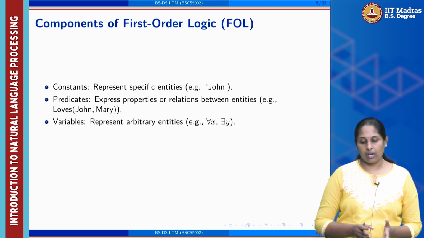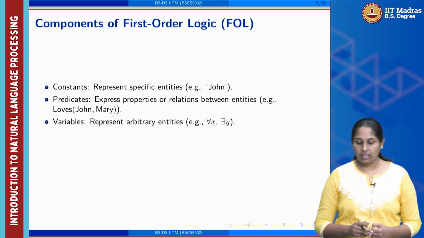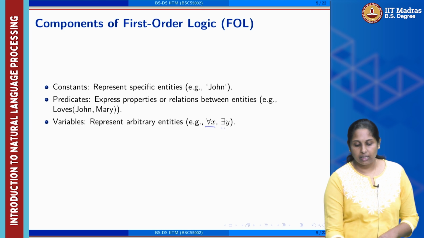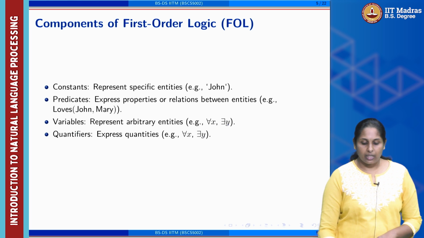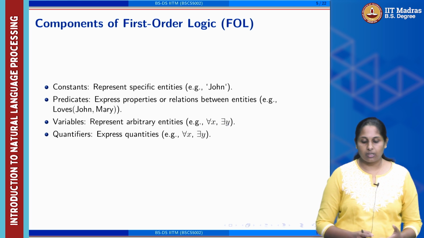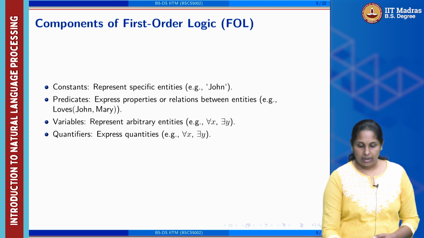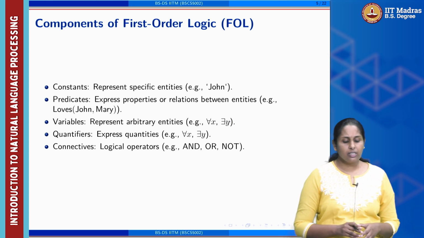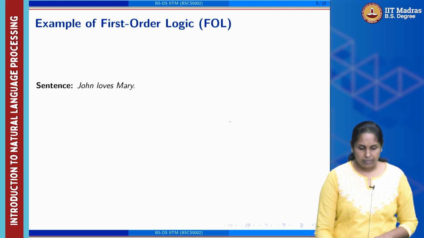And there are different kinds of variables. There are universal variables and there are existential variables. So, universal variables are given with this symbol and the existential variables are given with another symbol. And quantifiers are expressed through similar kinds of symbols, where x and y are variables here. And connectives are logical operators which are and, or and not kind of thing.